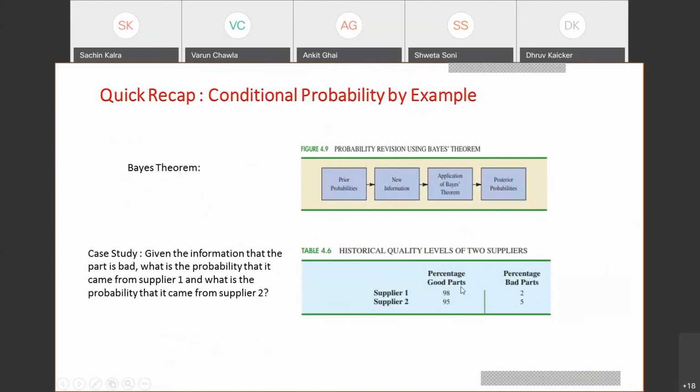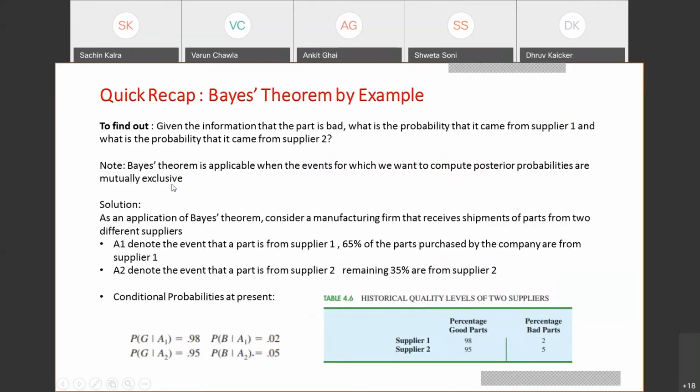When we say mutually exclusive, that means we have received a part. It is going to be either a good part or a bad part. It cannot be both, right? So either it's going to be exclusively good or it's going to be exclusively bad. That's why mutually exclusive. They cannot occur together. Now, for the solution, let's go forward.